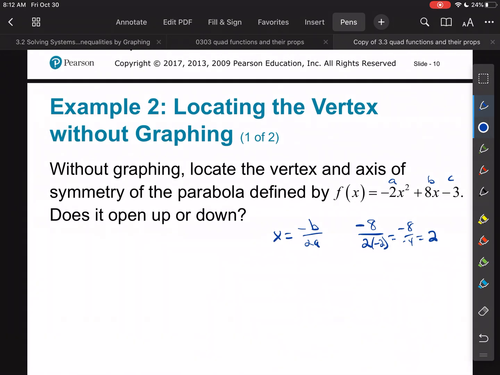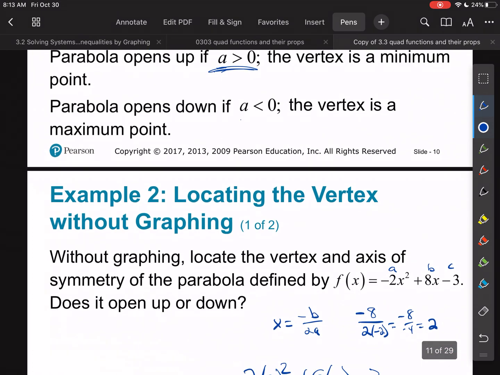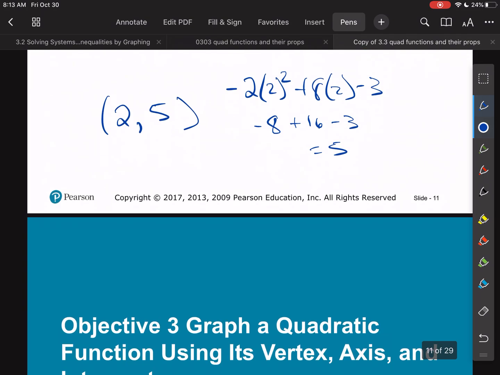So I know that my axis of symmetry happens at 2. I also know that that is the x-coordinate of my vertex. Now, I'm going to take that and plug it back in. So negative 2 times 2 squared plus 8 times 2 minus 3. I get negative 8 plus 16 minus 3. Negative 8 plus 16 is 8. 8 minus 3 is 5. So the vertex for example 2 will be at (2, 5). All right, let's keep cruising. That's how we find the vertex without graphing.